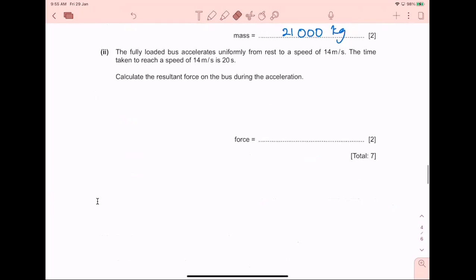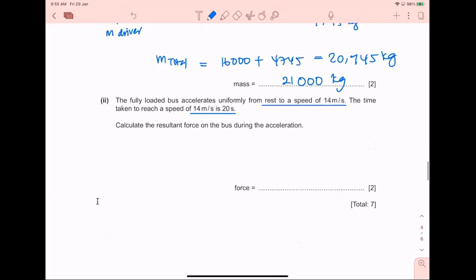Okay. All right. Number 2. The fully loaded bus accelerates uniformly from rest to the speed of 14 meters per second. The time taken to reach this speed is 20 seconds. So what is the resultant force on the bus during the acceleration? First, when you see there is a speed and a time taken of 20 seconds, you need to know this formula and write it down. So resultant force is always F equals to M times A.